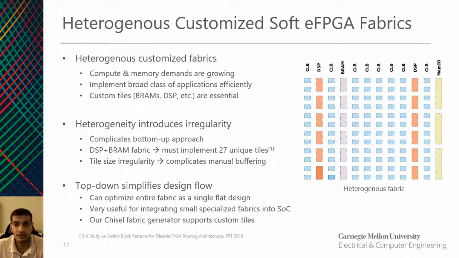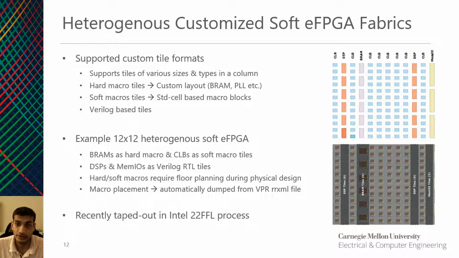Top-down designs simplify the implementation of heterogeneous fabrics as they can place and route the entire fabric as a single flat design, which is especially useful for integrating specialized custom fabrics into the SoC. Our fabric generator supports integrating custom tiles into the fabric to implement heterogeneous eFPGA fabrics. Specifically, we support custom tiles of various sizes in a column in 3 different formats.